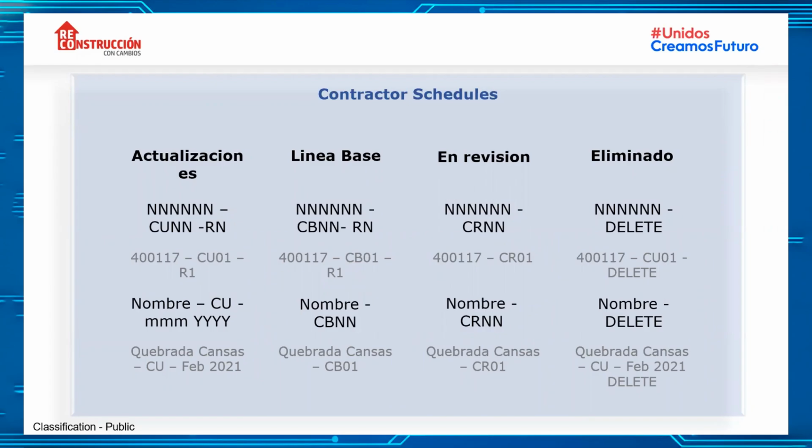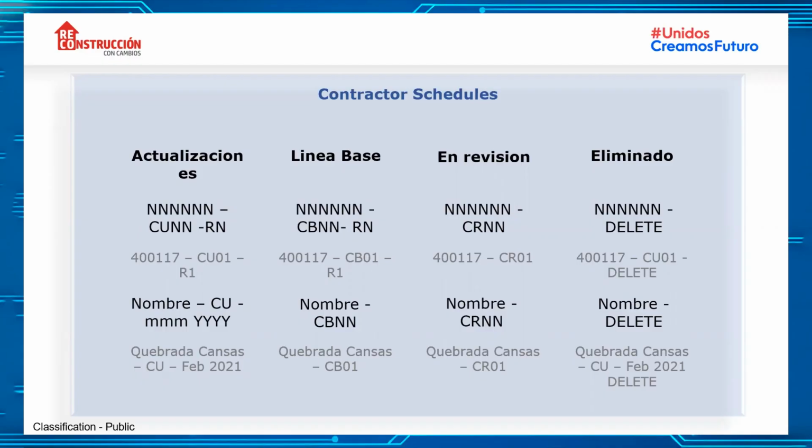When the schedule of the contractor is under review, we add CR, contractor review, CR 01, 02, 03, and the same for the name of the project dash CR01.